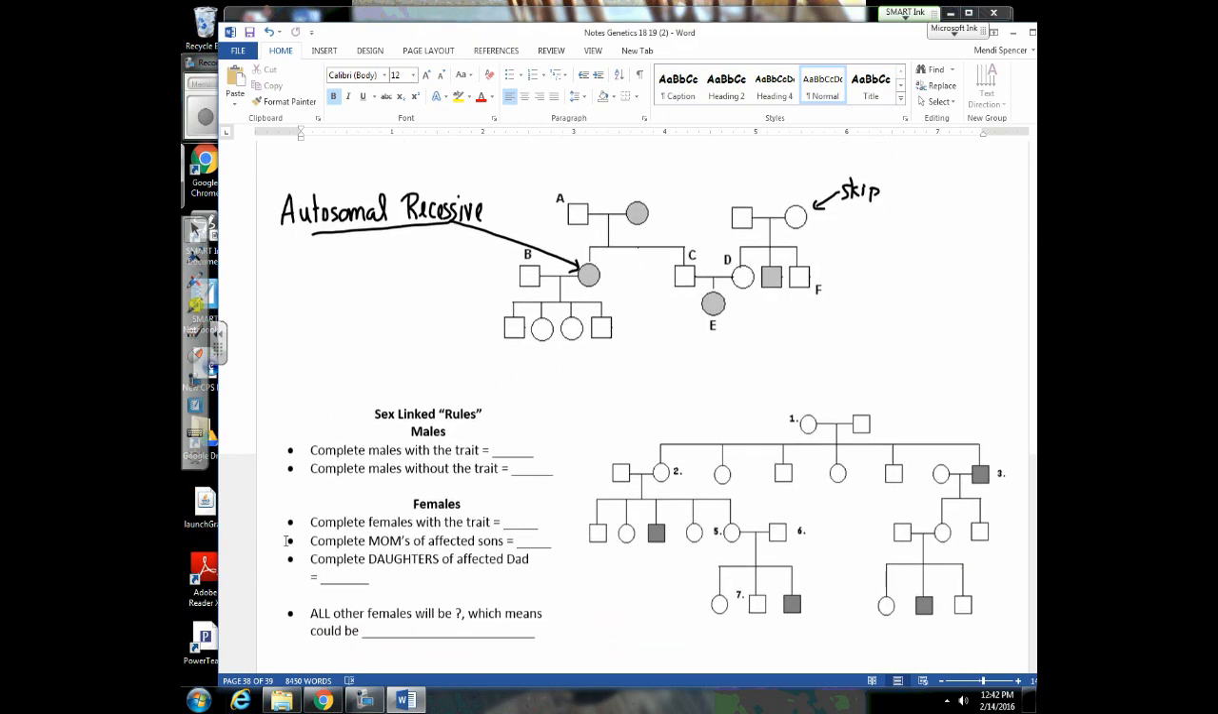Down here we decided the trait is autosomal recessive. Again, that goes with the shaded. The inheritance pattern always goes with the shaded individual. So that means that this individual has a trait because they're homozygous recessive.